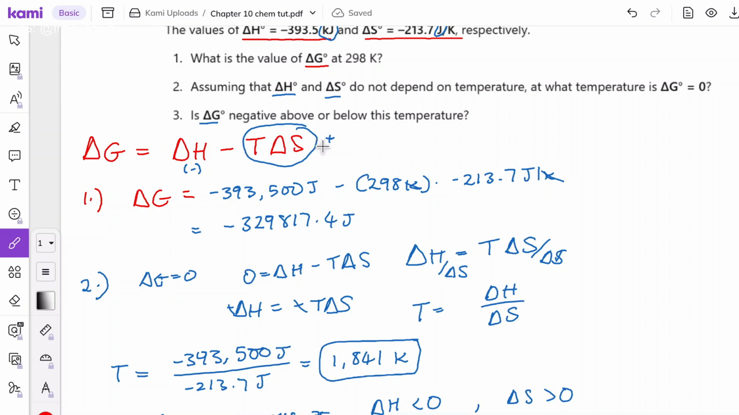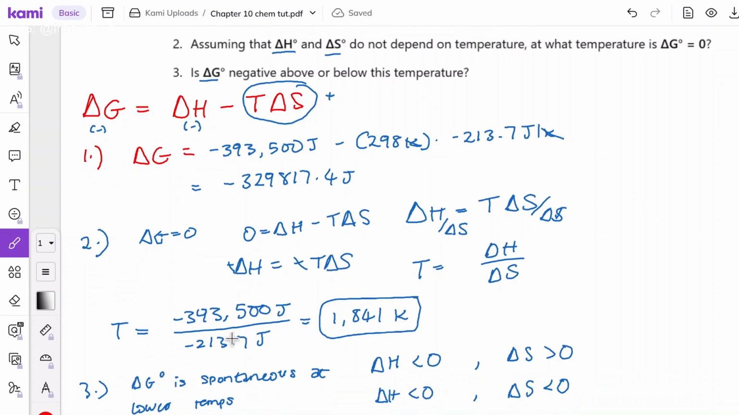And if we decrease the positive, then this side is also going to be negative. If we increase the positive, that side is going to be positive. So we know that the delta G is going to be negative if we decrease the positive, and we can decrease the positive by decreasing the temperature. So it's going to be negative at lower temperatures. So we can answer this question quickly with that knowledge and say that the Gibbs free energy is going to be negative below this temperature.